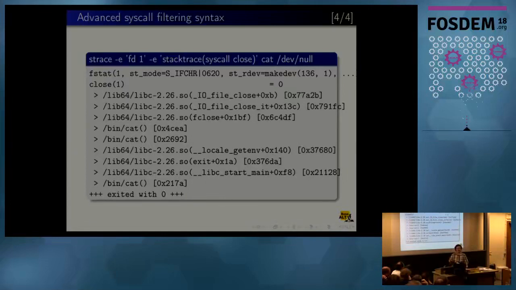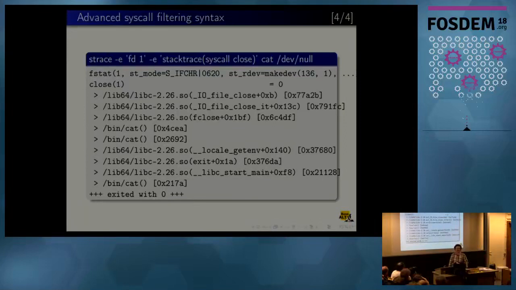Like before this, you couldn't specify what kind of syscalls you want to stack trace. So all syscalls in traditional syntax, all syscalls selected for tracing would be stack traced if you requested it. Now you can select which of those syscalls that are traced are actually stack traced. So you can see this program accesses descriptor number 1, but we're interested only in those close syscalls, to have a look where it goes from. As you can see, it's from exit handler.